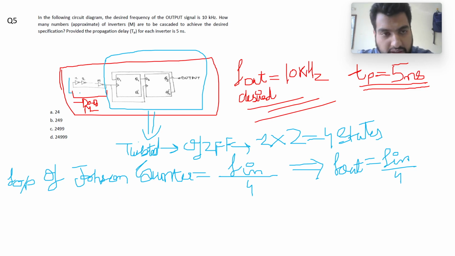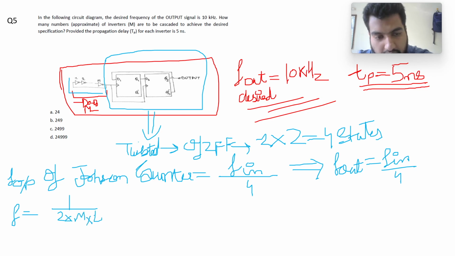So now just consider this block, the cascade of inverters, and we know when M inverters are cascaded, the frequency that they will show is 1 by 2 into M into the propagation delay, where M is the number of inverters in the cascade and Tp is their individual propagation delay. And this will be equal to 1 by 2 into M into Tp, where Tp is 5 nanoseconds, so 5 into 10 to the power minus 9, as we are working in SI units.